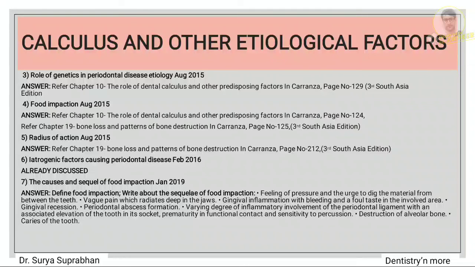Coming to the next question, that is food impaction. For that, refer chapter 10, role of dental calculus and predisposing factors, and also refer chapter 19, that is the bone loss and patterns of bone destruction, page number 125. In chapter 10, it comes under the iatrogenic factors, that is the contours and the open contacts. In that they have mentioned food impaction, and please don't forget to mention the plunger cusp.